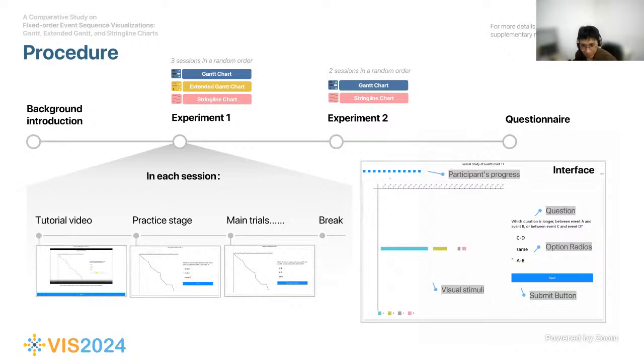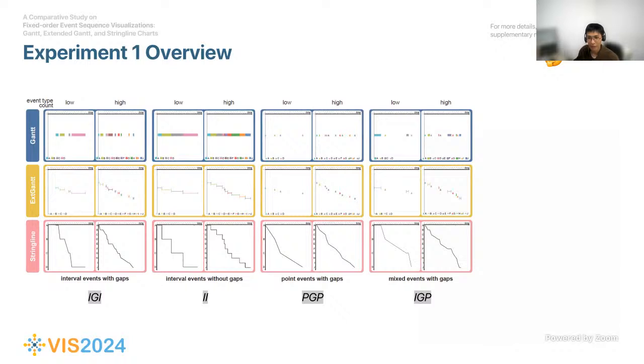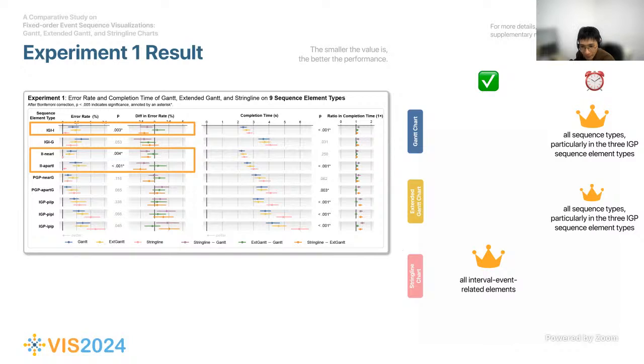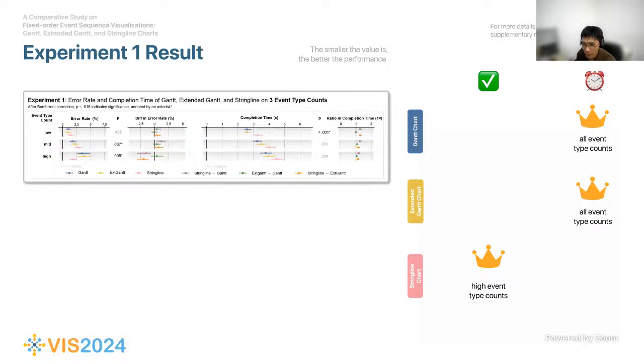For experiment 1, here are some trial stimuli, and we have these hypotheses. Let's skip the detailed results and just get an overview. We will have takeaways in the end. Also, an overview: Streamline is good at task accuracy, while the other 2 are good at time.